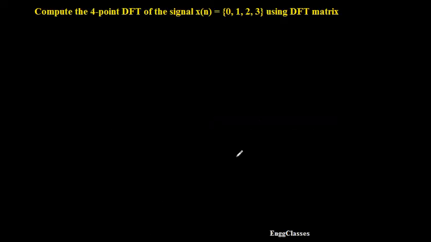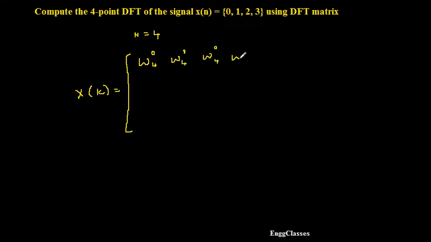In this video we'll consider the concept of finding the 4-point DFT of the sequence x of n, which is equal to 0, 1, 2, 3, using the DFT matrix. So here it's been said that it is an N-point DFT, N is equal to 4. Therefore I can write the matrix straight away as x of k is equal to, the matrix goes like this. It is w4 to the power 0, w4 to the power 0, w4 to the power 0, w4 to the power 0. It is a 4 cross 4 matrix.